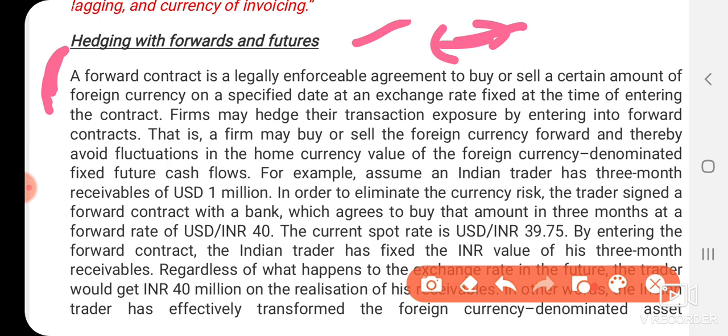But the maturity period, as per the terms of the contract, is decided by either buyer or seller in an agreement, and it is also a self-regulated one. There are no regulations of the stock exchanges in forward contracts.